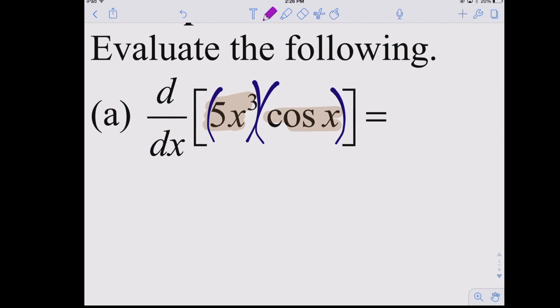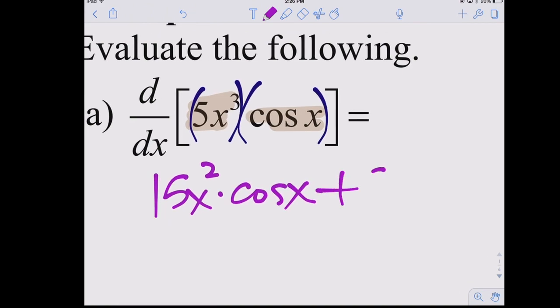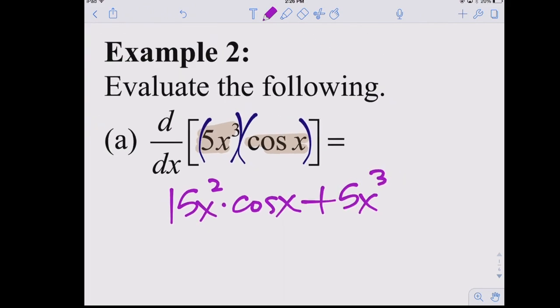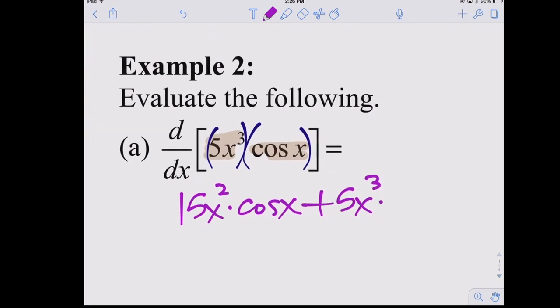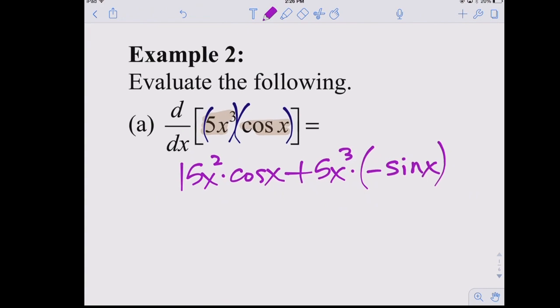So, you work down. 15x squared would be the derivative of the first, times cosine of x just goes along for the ride on the first one. Plus, now 5x cubed just gets rewritten, times the derivative of cosine, which is negative sine. And remember, that negative is perilous because you could mistake it for a minus sign of subtraction.